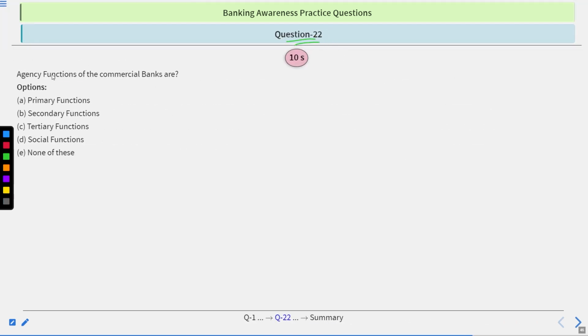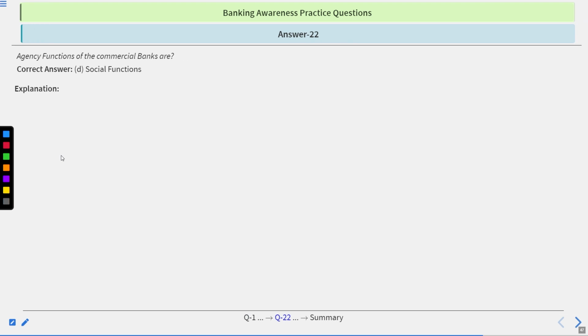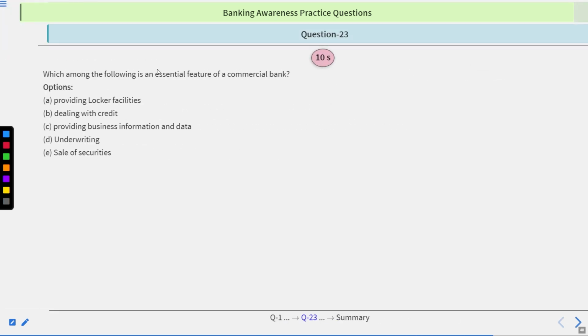Question number 22. Agency functions of the commercial banks are: primary functions, secondary functions, tertiary functions, social functions, none of these. To answer this, you will have 10 seconds. Time starts now. Time's up. Correct answer is social function.